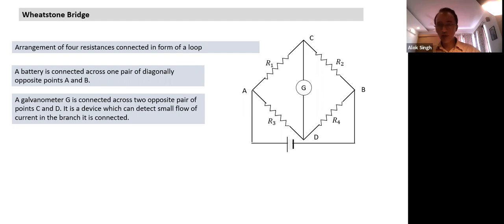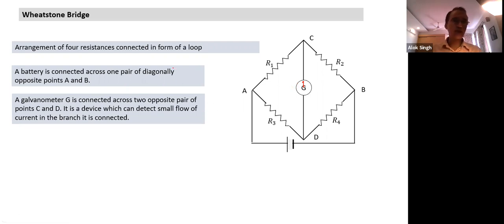What is a galvanometer? A galvanometer is a very sensitive device. It can detect even a very small flow, even microamperes. So the purpose of this device is to detect current flow. When no current is flowing, suppose the needle is like this. If current flows in one direction, the needle deflects towards the right. If the current direction is opposite, it may deflect towards the left. So any deflection indicates the presence of current in the branch in which the galvanometer is connected.